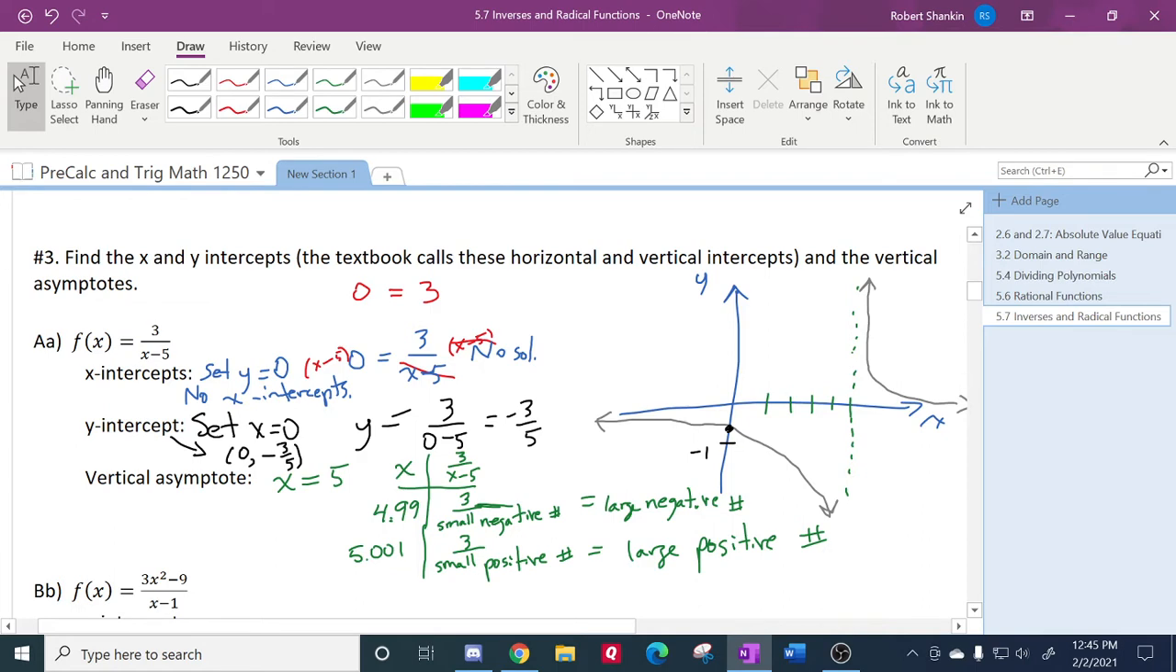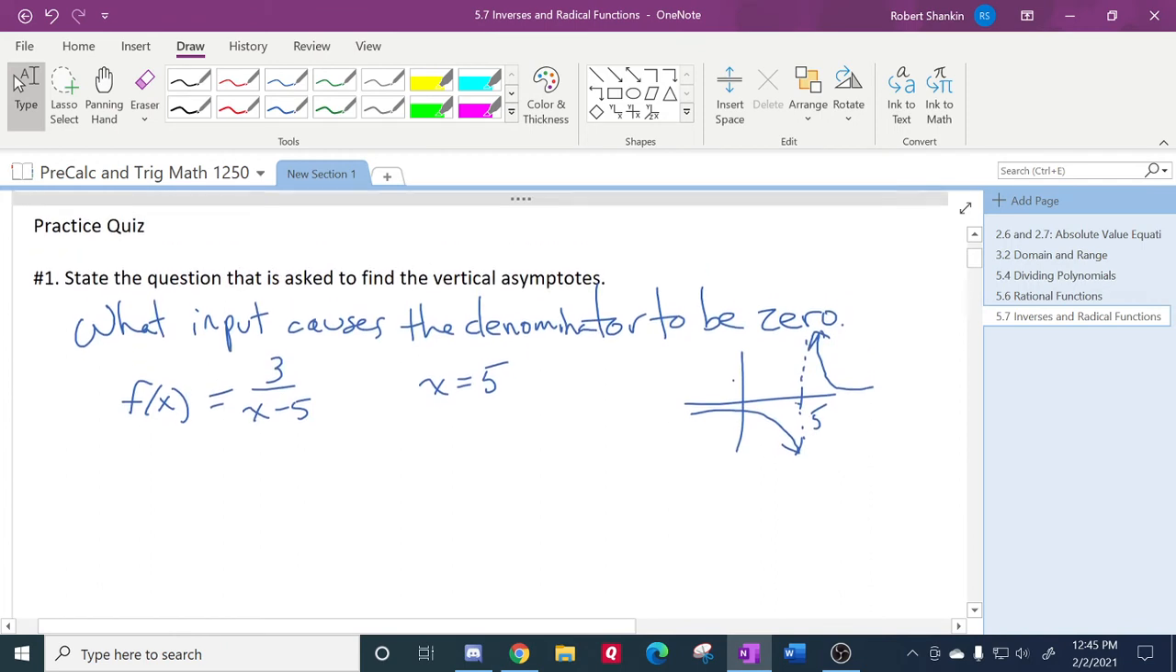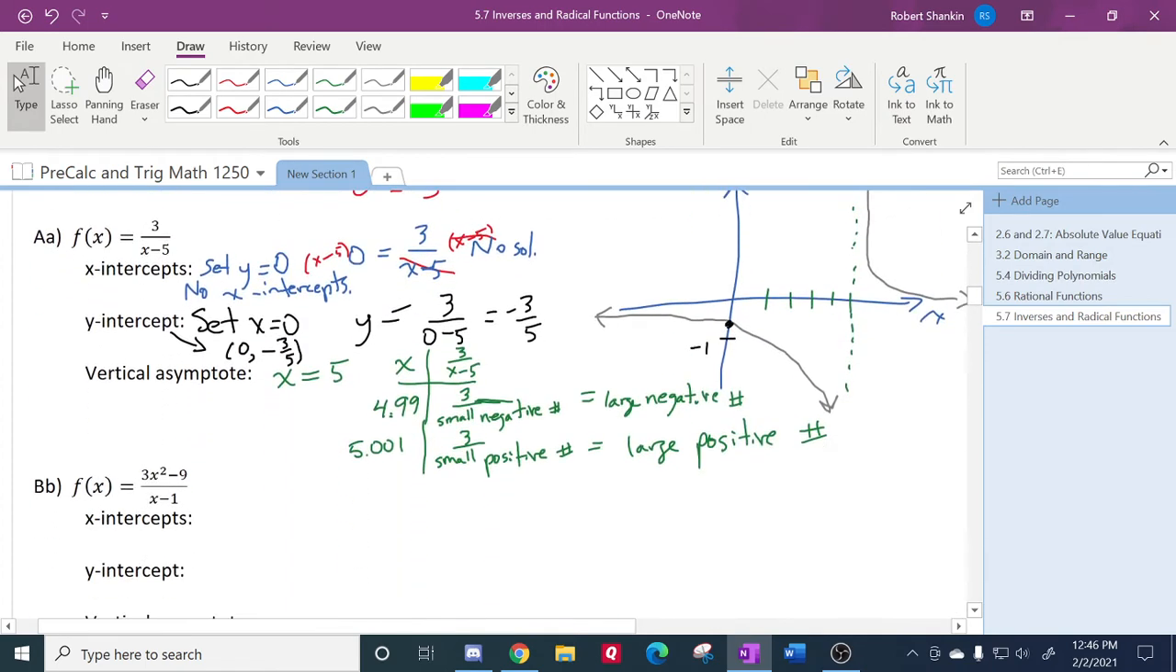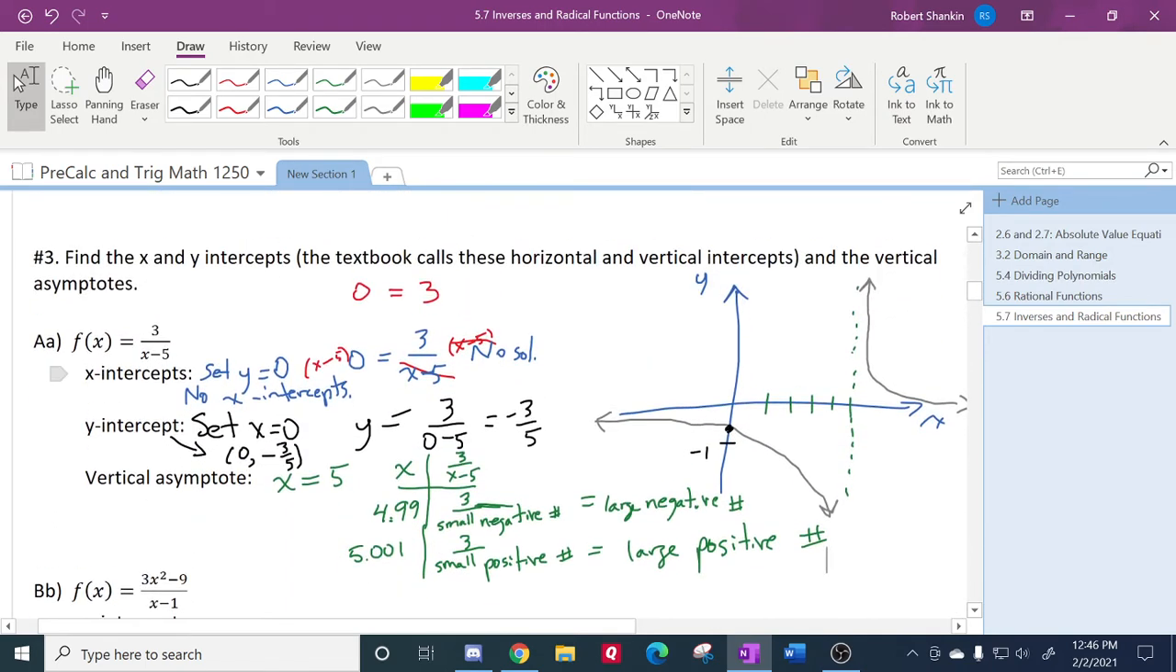To get the vertical asymptote, the question is asked, what input causes the denominator to be 0? So I come back down here, and I see if x is equal to 5. It's the same thing if you were stating the domain. You'd say x cannot be 5. That's the vertical asymptote. Okay? And that causes a vertical dotted line at 5. The equation x equals 5 is in fact a vertical line. It's that vertical line, that green dotted line.